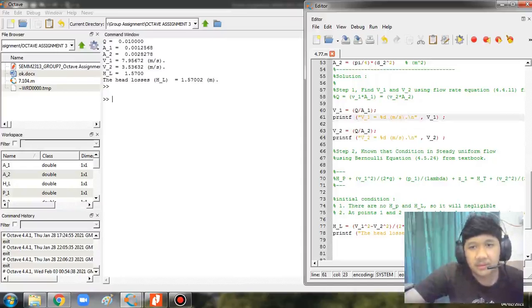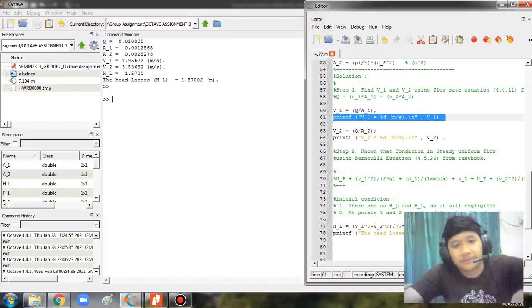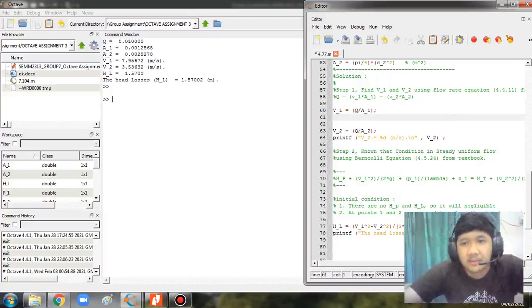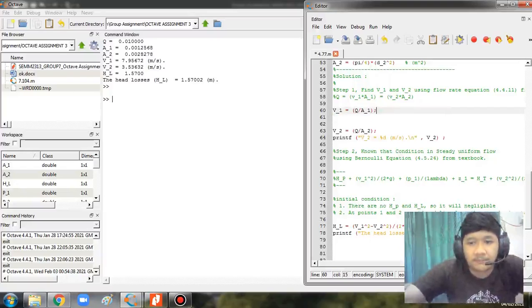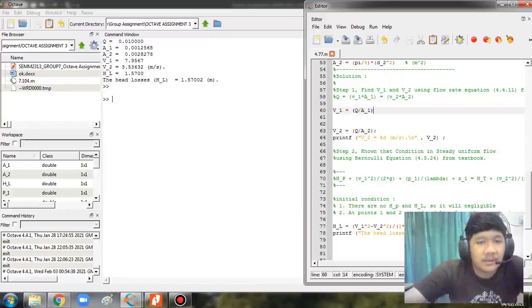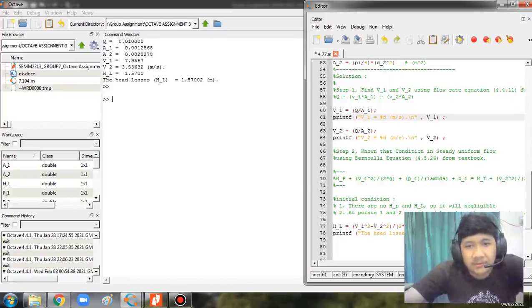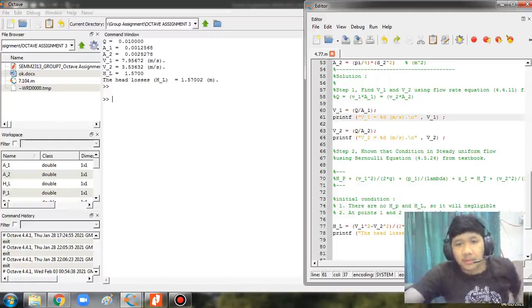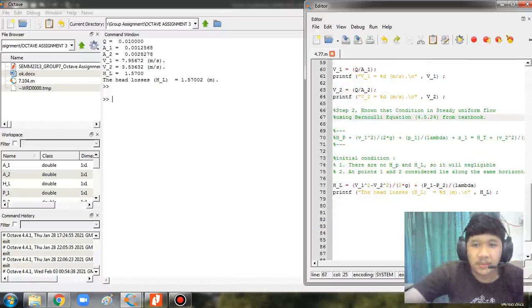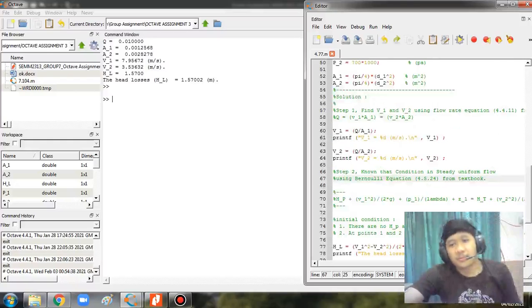For example, how about we remove this. What happened to V1? You see that we removed the unit, right? So this is the function of printf. So we have the unit, and then step 2, and so on, and finally we got the answer for this problem. So maybe that's all from me.